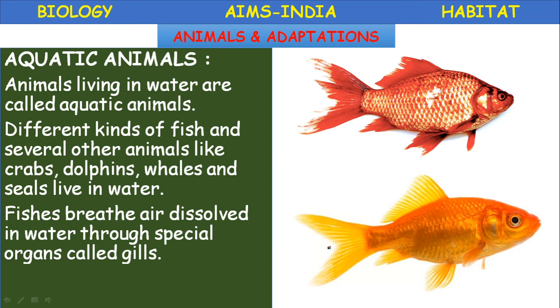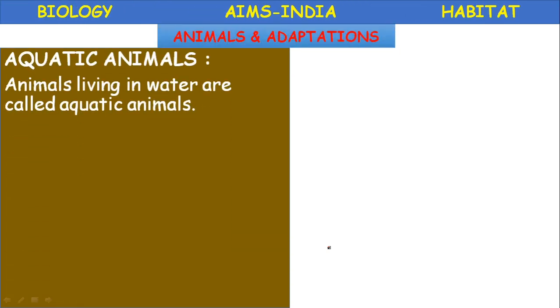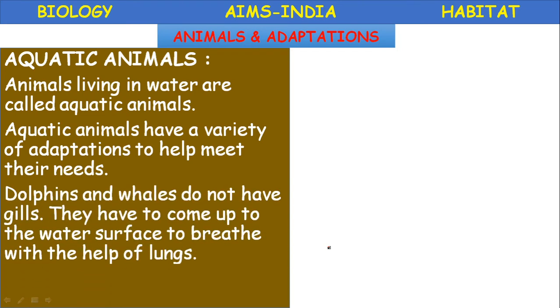Okay. They possess a streamlined body. They have a variety of adaptations to meet their needs. And if you see the fish, its body is streamlined and the body is covered by fins, scales.